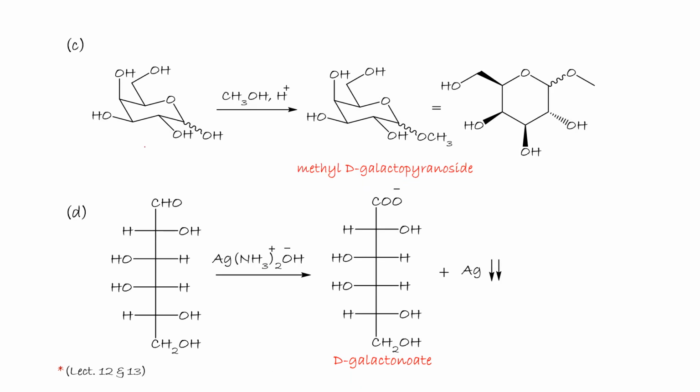When we treat D-galactose with methanol in acidic medium, we methylate the anomeric OH. It will be OCH3, and we get the glycoside, methyl glycoside. Here, the compound will be methyl D-galactopyranoside. Here is an alpha and beta mixture, O-methyl, and here is OH, OH, OH, OH.